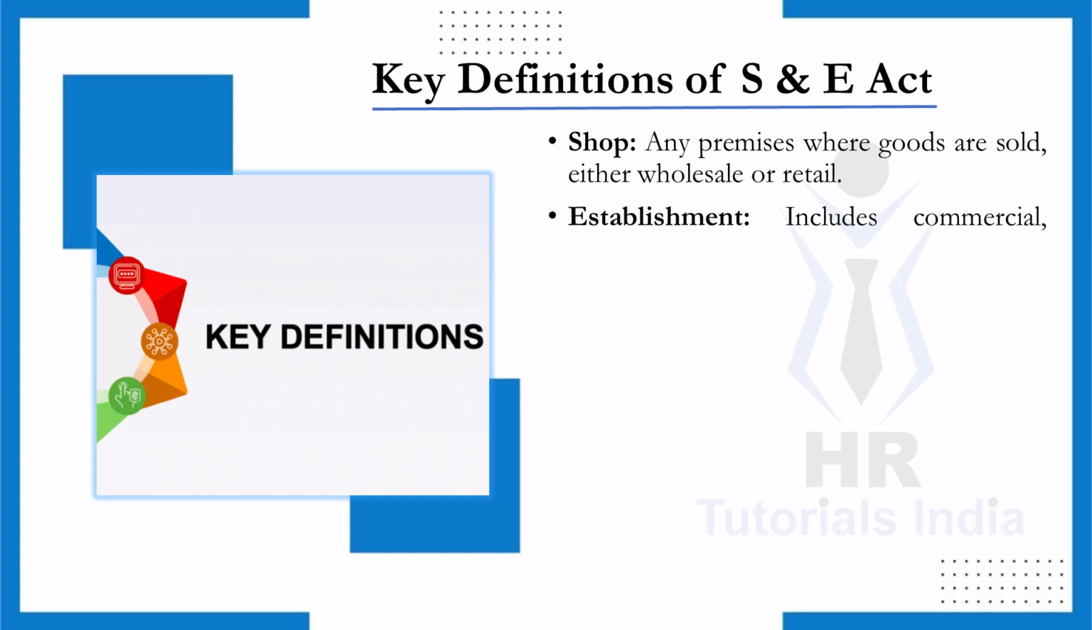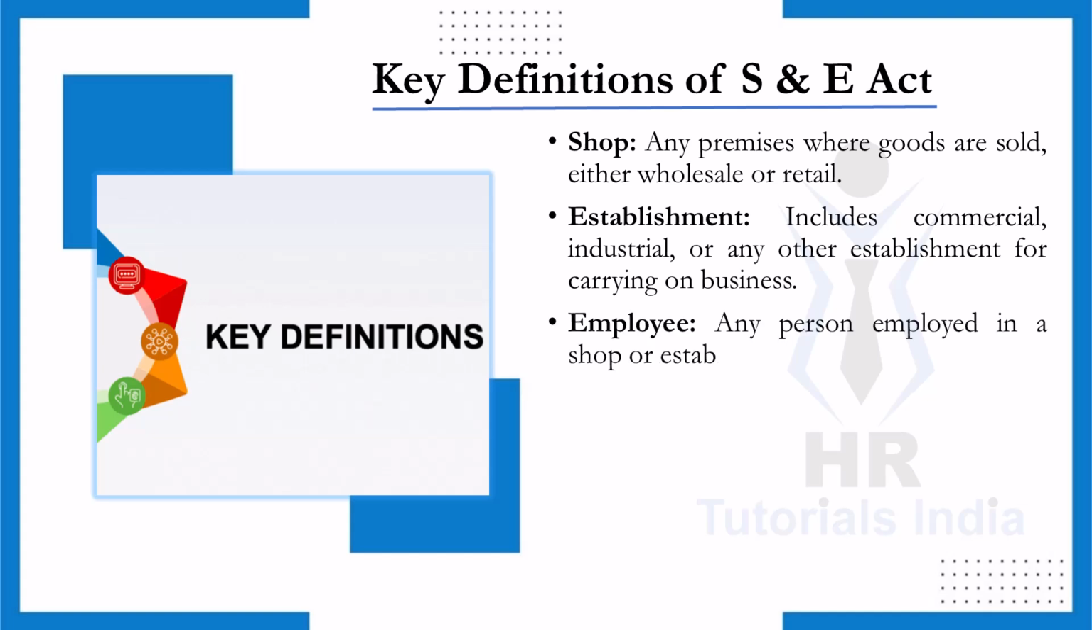Establishment. An establishment is a broader term that includes commercial, industrial, or any other premises where business is carried out. This covers a wide range of businesses and industries, including offices, factories, and service centers. The Act ensures that both shops and other commercial or industrial establishments are subject to regulations, ensuring fair employment conditions across various sectors. Employee. The term employee refers to any person employed in a shop or establishment for wages. This includes individuals working in various capacities, from sales personnel in retail outlets to workers in offices or factories. The Act ensures that employees are provided with rights related to working hours, wages, and overall working conditions.